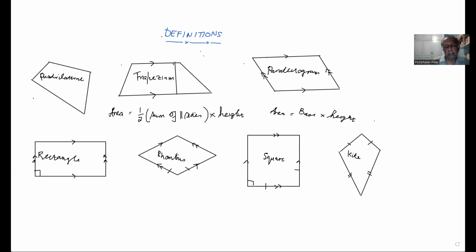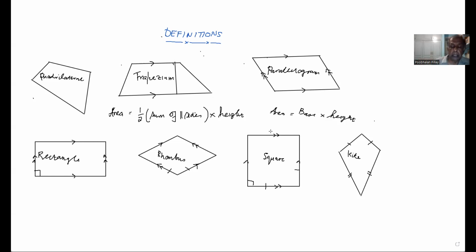Now, if you take a rhombus where all the sides are equal, and one of the angles is 90 degrees as well, then you get a square. So a square, if you want, you can look at it in another way. A square is a rectangle which is also a rhombus. In other words, a rectangle, but the adjacent sides are equal. So it's called a square.